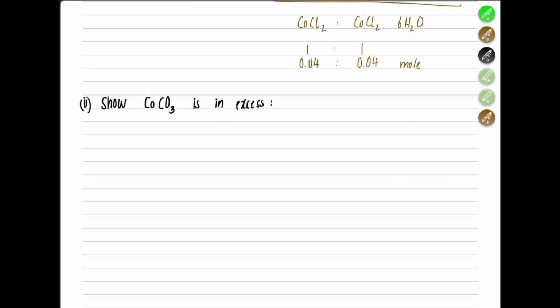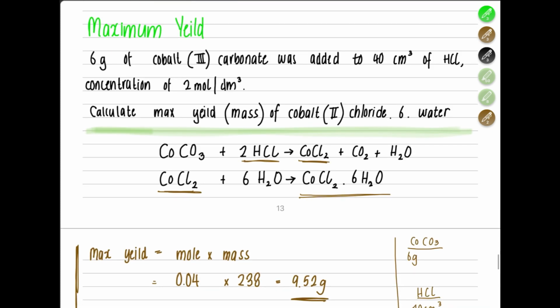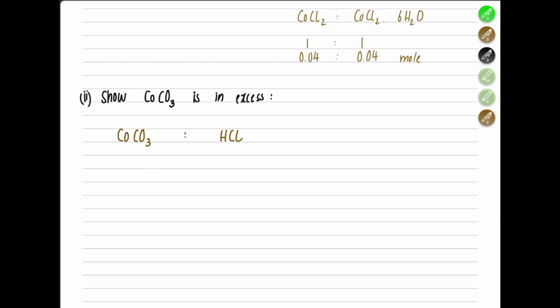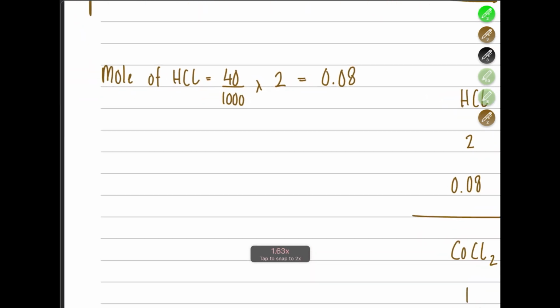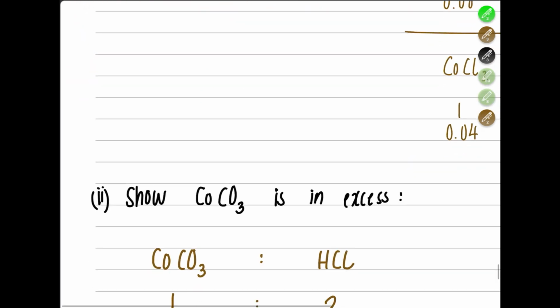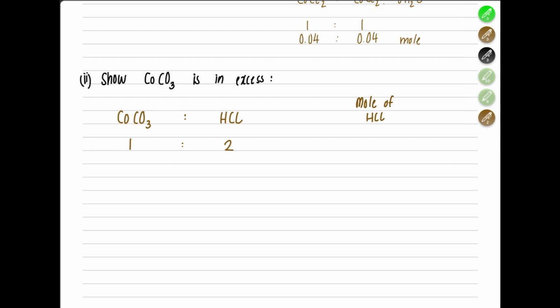Show that cobalt carbonate is in excess. We basically reacted cobalt carbonate and hydrochloric acid. Let's write the ratio between them, which is 1 to 2. Now, based on the information given, we know that the moles of hydrochloric acid was 0.08. So the moles of hydrochloric acid that reacted is 0.08. So in our reaction, it was 0.08 mole that reacted.